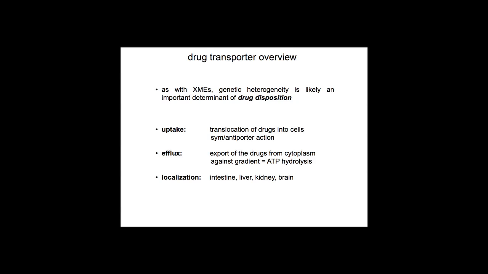So let's start this next discussion with a new term, that is ADME, or absorption, distribution, metabolism, and excretion of drugs. These characteristics taken together define the molecule's drug disposition. We've talked already in previous lectures about two different classes of protein that are involved in determining a drug's disposition, namely the xenobiotic metabolizing enzymes.